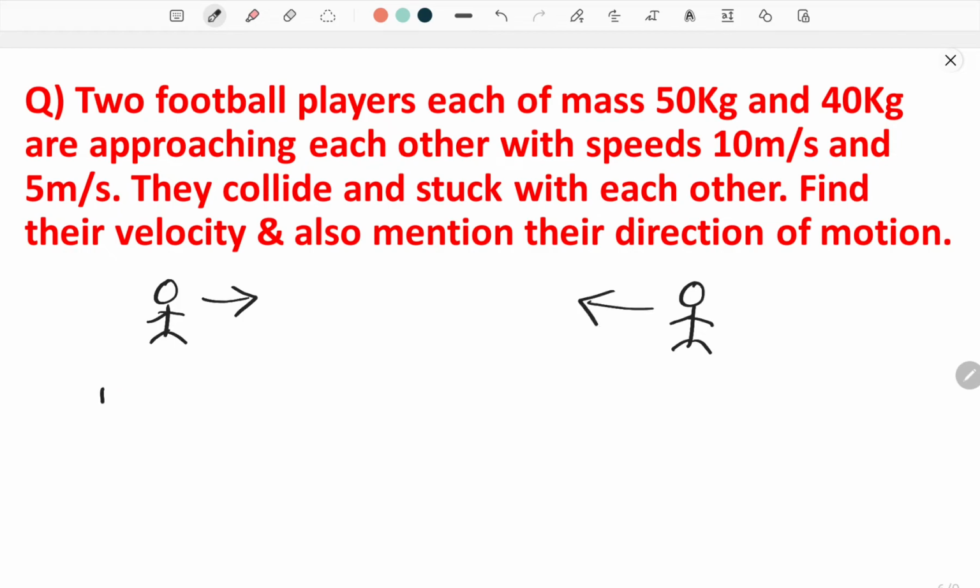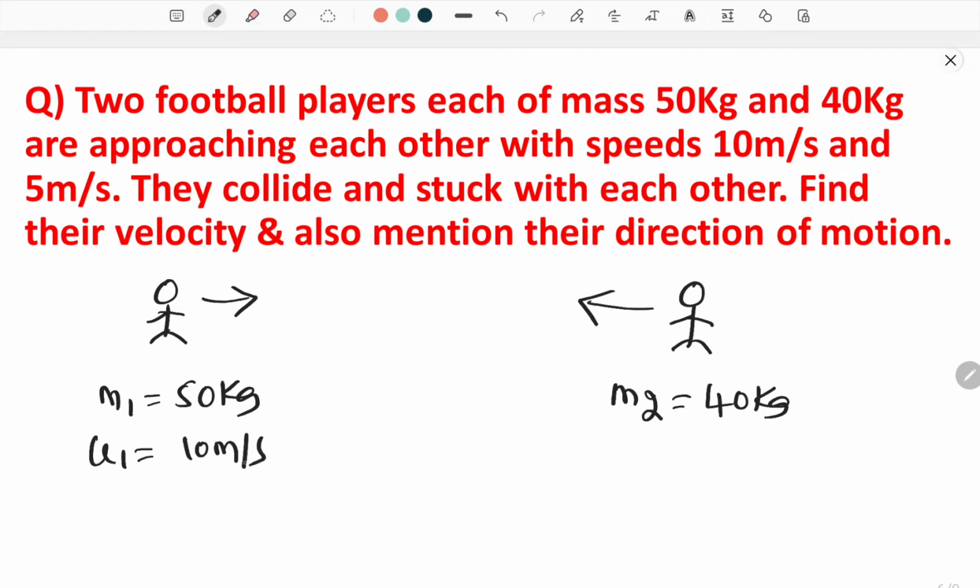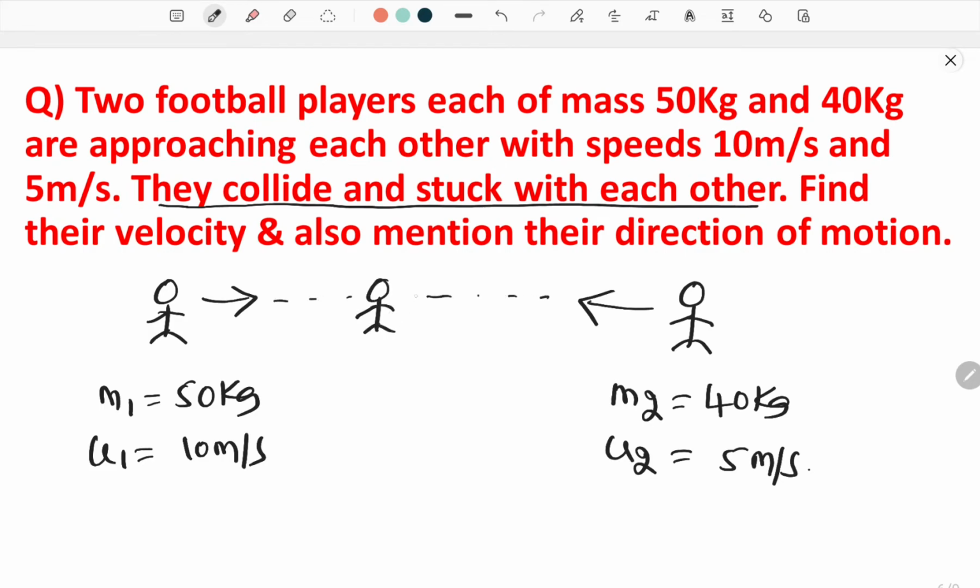They are approaching each other. All right, so mass of one football player is 50 kg. Okay, mass of another football player is 40 kg, and they are approaching each other, which means their initial velocities are also given, that is 10 meter per second, and another one is 5 meter per second. All right, I hope everything is clear. And they collide and stick with each other. They collided here, they came here, they collided and they got stuck with each other. All right, find their velocity and also mention the direction of motion.